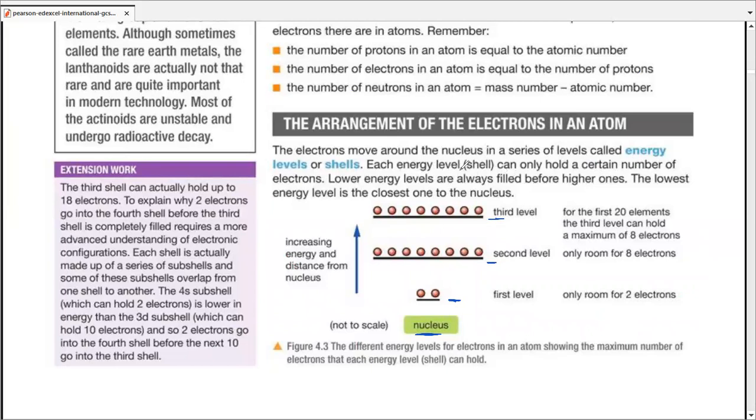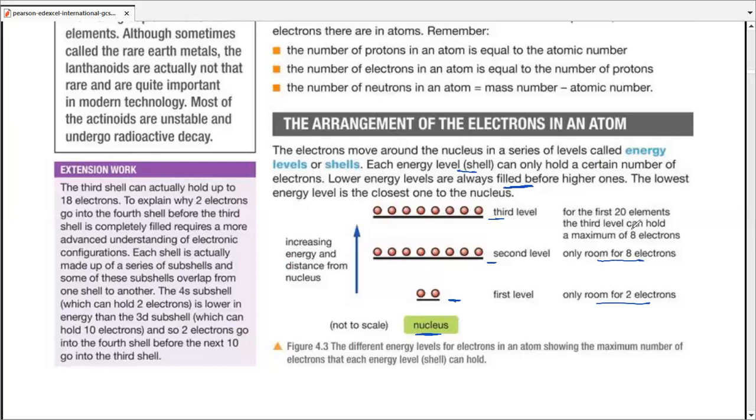Now, each energy level or shell can hold a certain number of electrons. Lower energy levels are always filled before the higher ones. Not completely, but yeah, filled before the higher ones. This is a very important point you need to remember. The lowest energy level is the closest one to the nucleus. It only has room for 2 electrons. The second one has only room for 8 electrons.